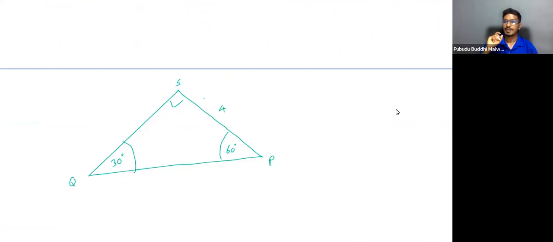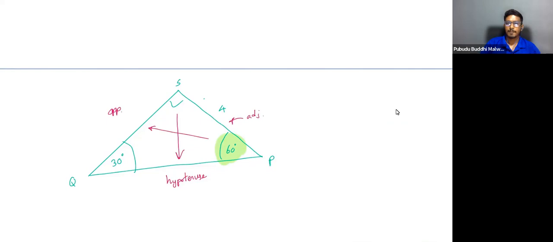So I'm going to use, initially pick one angle. Right? Okay, let me use this 60-degree angle. Then for that 60-degree angle, what's the opposite and what's the adjacent and what's the hypotenuse? Hypotenuse is always the opposite side of 90 degrees. That won't change. This is the hypotenuse. And the opposite side of 60 degrees is QS. And the adjacent, the side next to 60 degrees, that's 4. So we have that length.